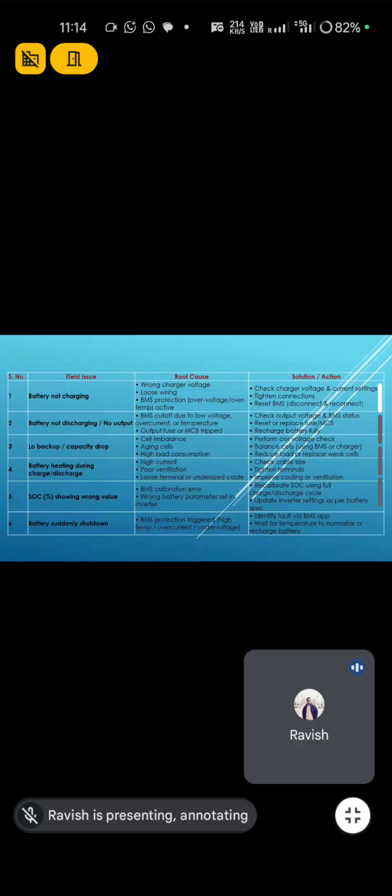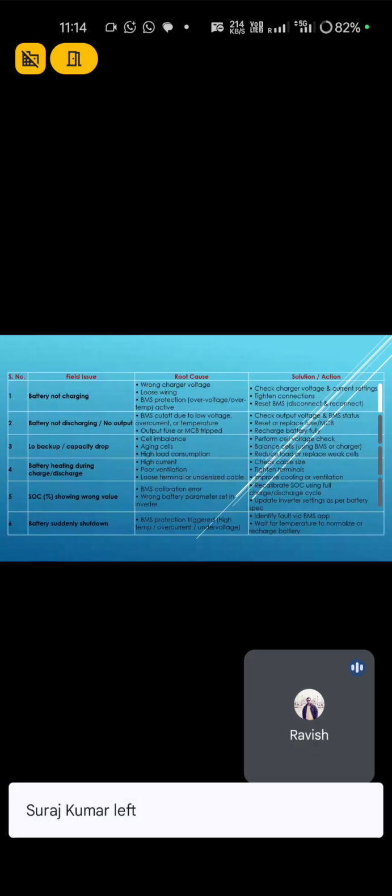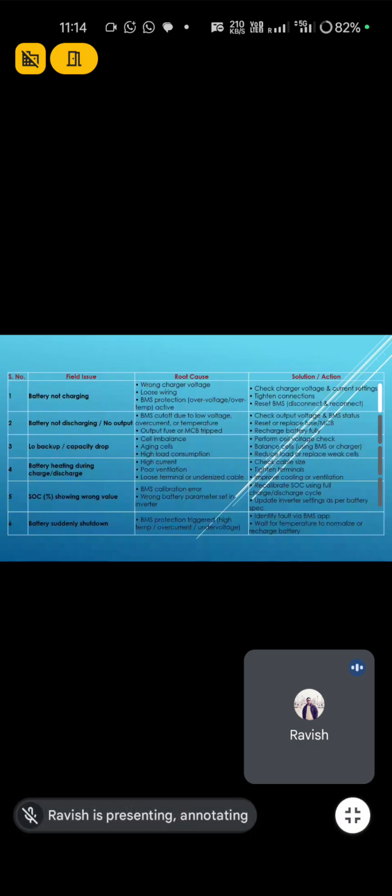If the wrong charging voltage is set in your inverter, then the battery will not charge. Loose wiring is also a root cause of the battery not charging. And BMS protections, over voltage and over temperature activity. If your battery is not charging, connect to your battery with the application and see the temperature, loose connections, and the system charging voltage in your inverter.